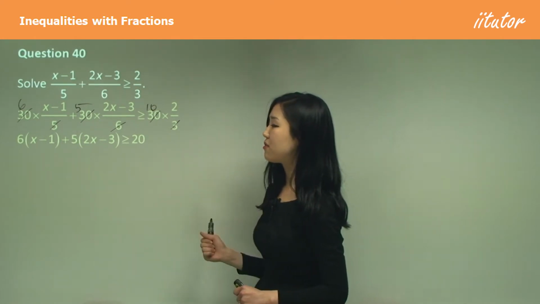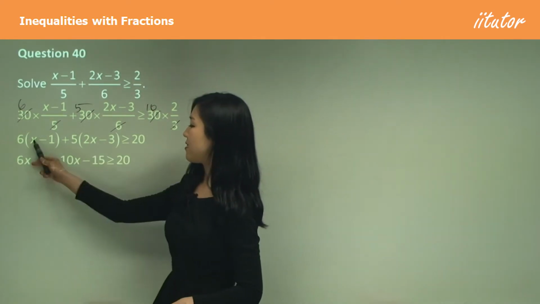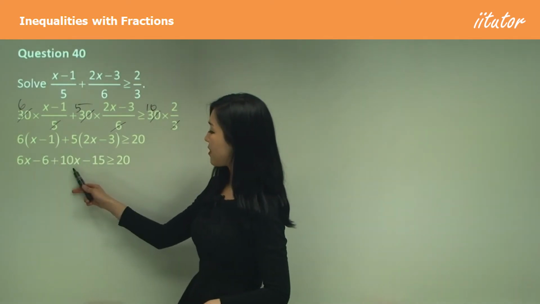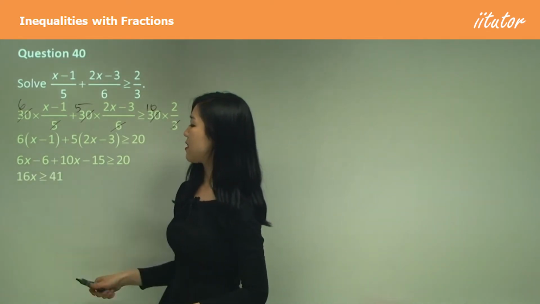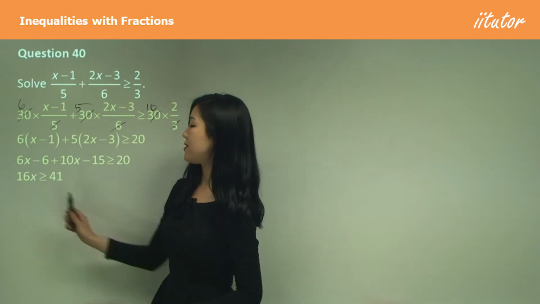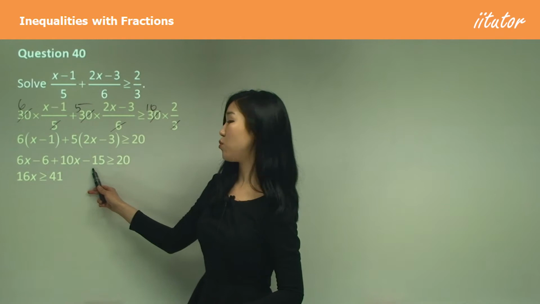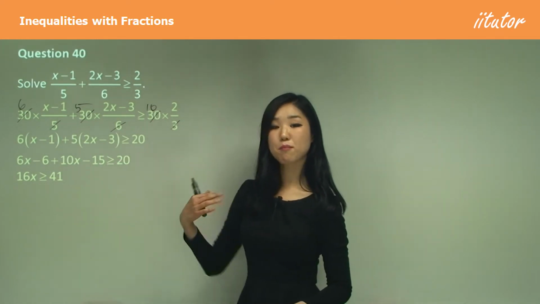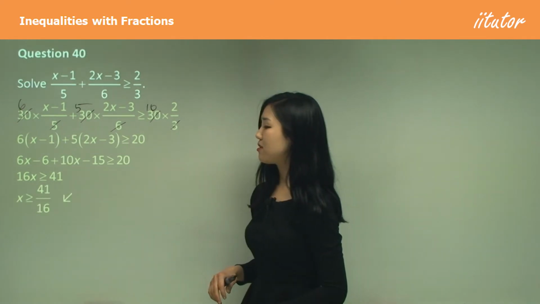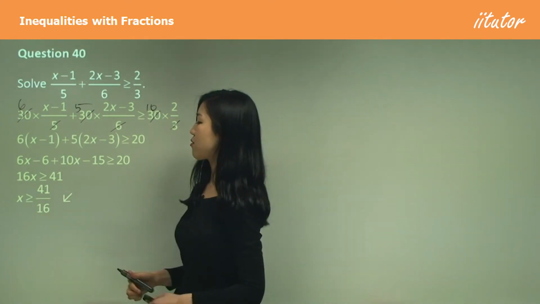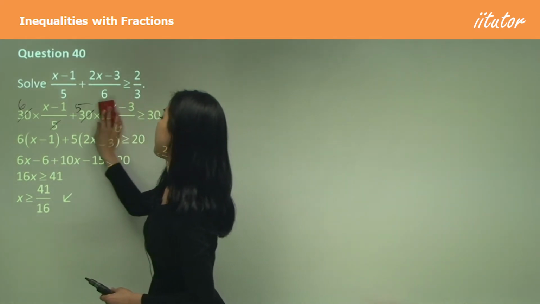All we need to do is simplify by first expanding out the grouping symbols. Expand it, 6x minus 6, 10x minus 15, and then you gather the like terms. So I'll leave 6x plus 10x over here, which is going to be 16x. And you can see that negative 6 minus 15 is negative 21. If you move it over and make it positive 21, it's going to be 41 on your right-hand side. Just simply divide by 16, and therefore x is greater or equal to 41 over 16. Just leave it as a fraction, guys, and that's the answer.